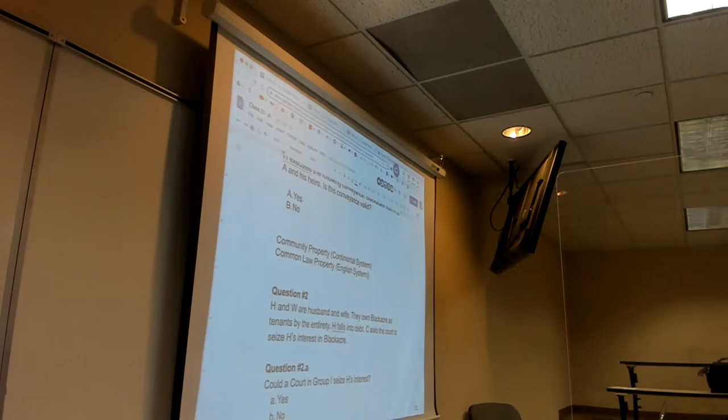Right? The creditors can seize all the marital assets. The wife had no veto over this. So let's say the husband ran up a gambling debt and they own Blackacre, right? It's tenants by the entirety. Guess what? The bookie can go and take the house.